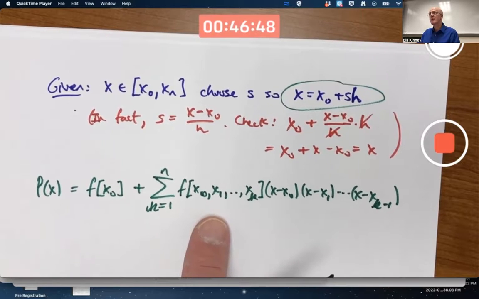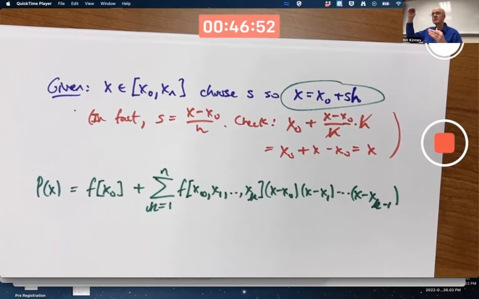These divided differences, remember where those come from. Those are in the table in the spreadsheet. Those are the upper left to lower right numbers. Or I shouldn't say lower right, I should say middle right in the triangular form of the spreadsheet.